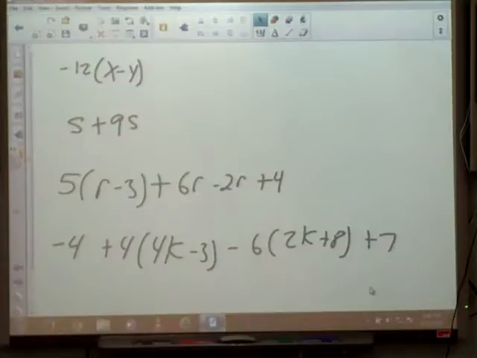Is that 2 in a good problem, a minus or a negative? Minus 6r minus 2r.